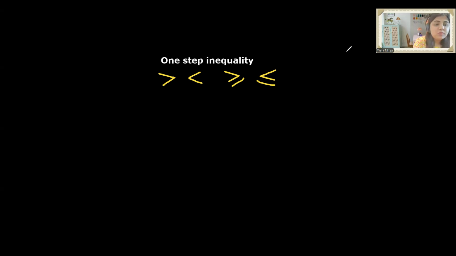So let's see the first question. You are given b minus 7 is less than 12. Right? What do you want to find? You want to find the value of b. It means from the left side, you have to get rid of this minus 7. How can I get rid of this minus 7? If I add 7 here.